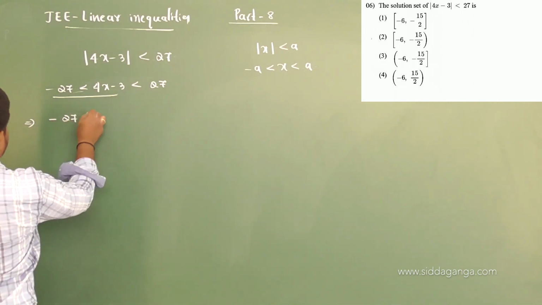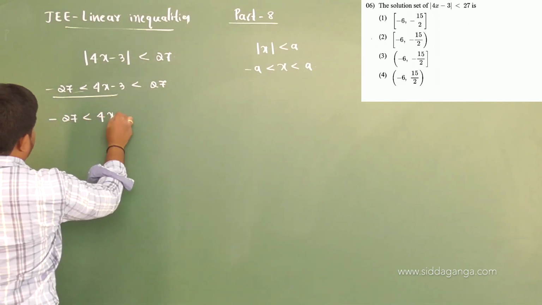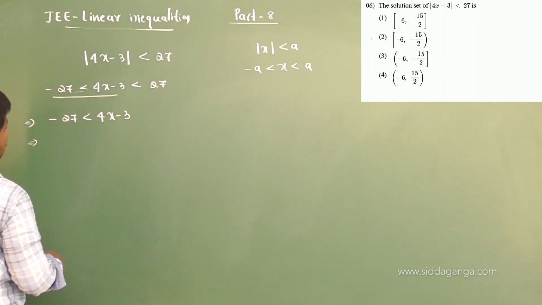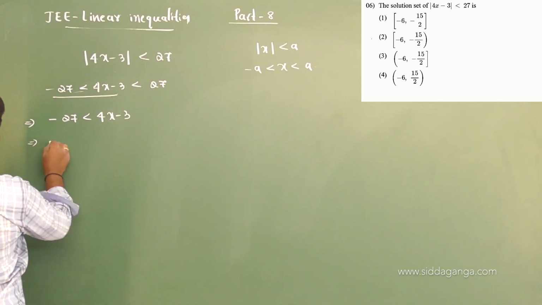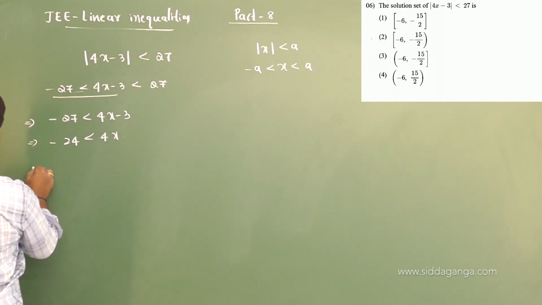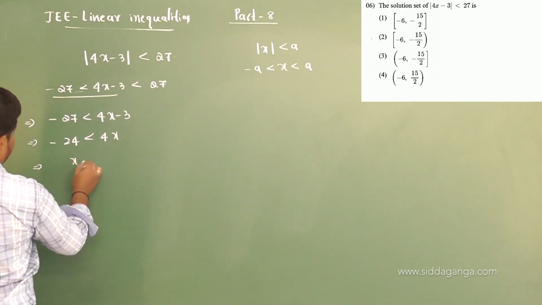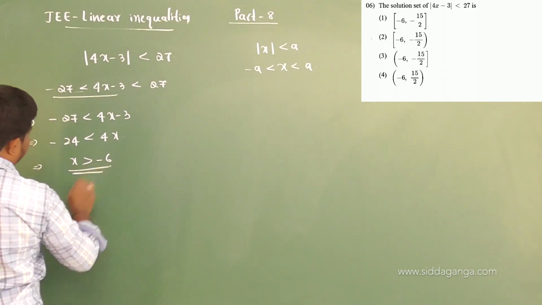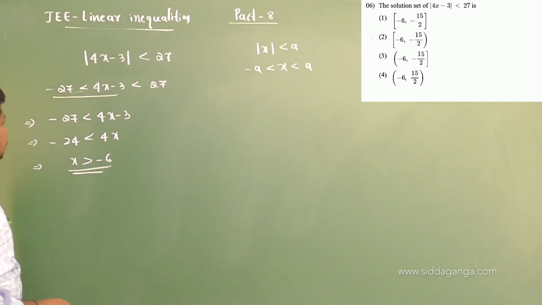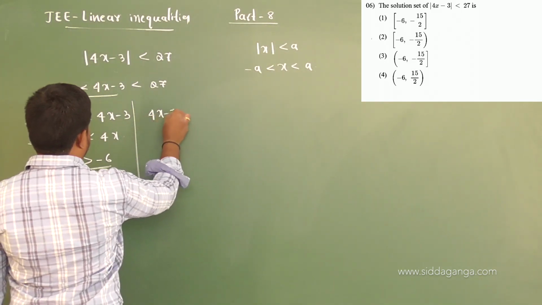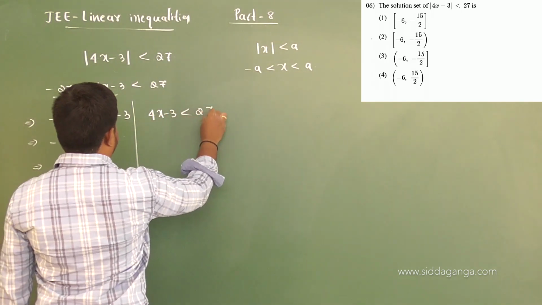Minus 27 less than 4x minus 3, adding plus 3 on both sides. What do you get? Adding plus 3 on both sides, you get minus 24 less than 4x. Dividing by 4, you get x is greater than minus 6. Okay, x is greater than minus 6. Let me solve the second inequality. So 4x minus 3 is less than 27.